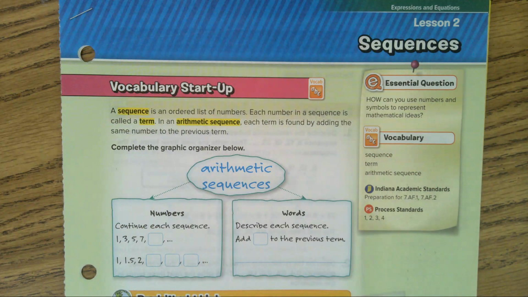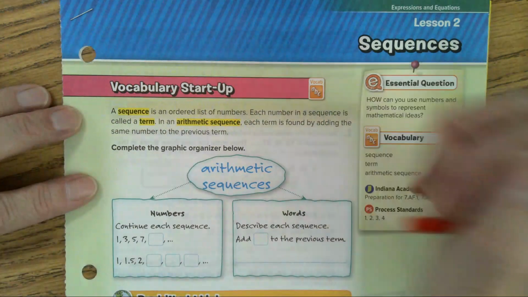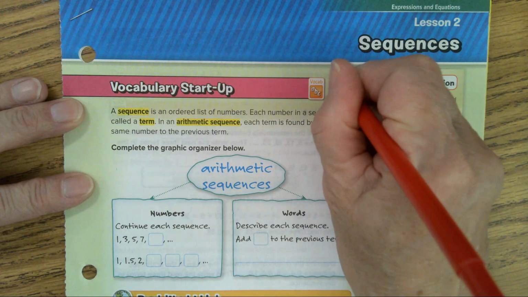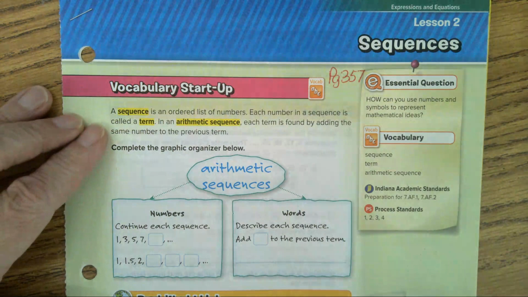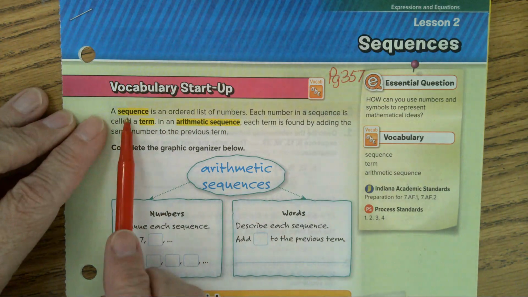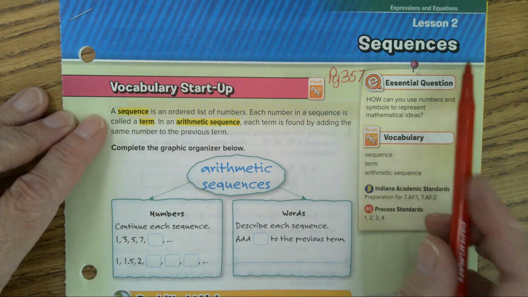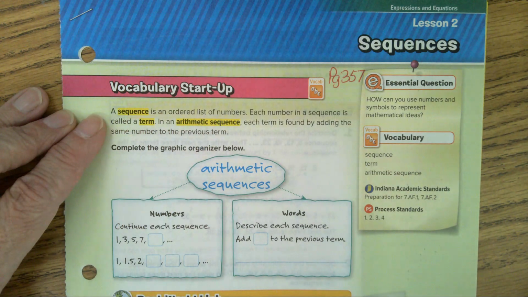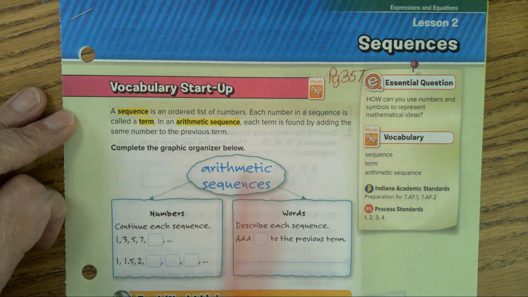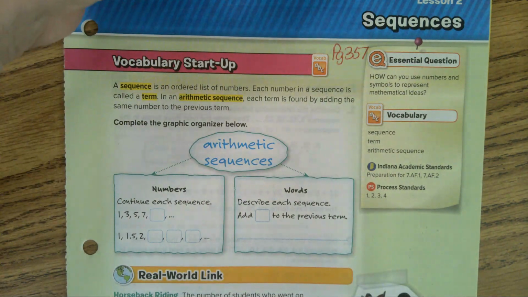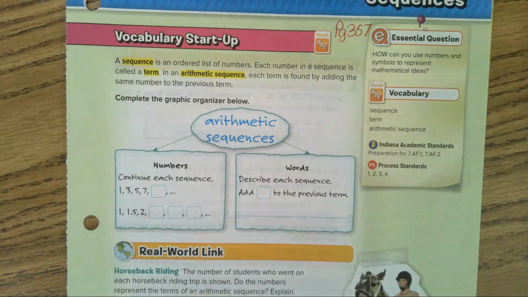All right, page 357, and we have some important vocabulary here that we need to do. On page 357, a sequence. This is what this lesson's about. Lesson 2, sequences. A sequence is an ordered list of numbers. Each number in a sequence is called a term. In an arithmetic sequence, each term is found by adding the same number to the previous term. Complete the graphic organizer below. Well, then you'll just have to wait till I'm done going over this lesson because I need to finish this part.